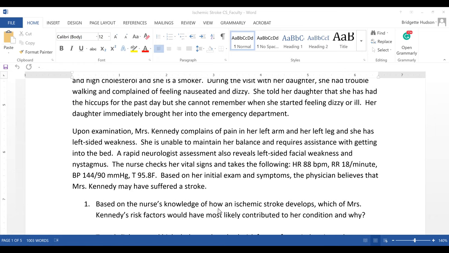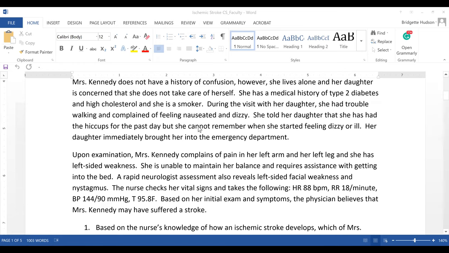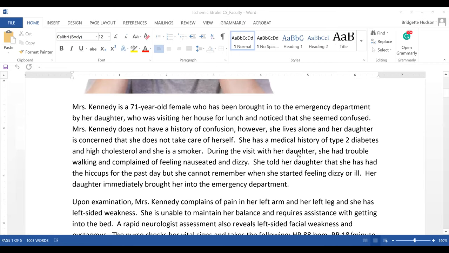So based on your knowledge of how an ischemic stroke develops, which of the risk factors would have most likely contributed? Remember, smoking, the nicotine causes vasoconstriction. The high cholesterol decreases the lumen in the vessel. So that can create turbulent blood flow because it's lined against the vessel wall, and the type 2 diabetes makes it more sticky, right? And her age, 71. Yep.